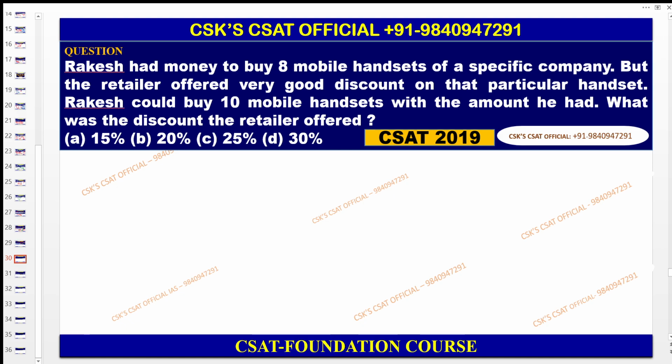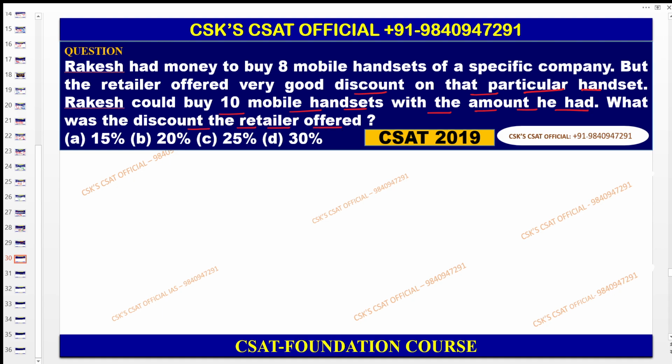this question. Rakesh had money to buy 8 mobile handsets of a specific company, but the retailer offered a very good discount on that particular handset. Rakesh could buy 10 mobile handsets with the amount he had. What was the discount the retailer offered?